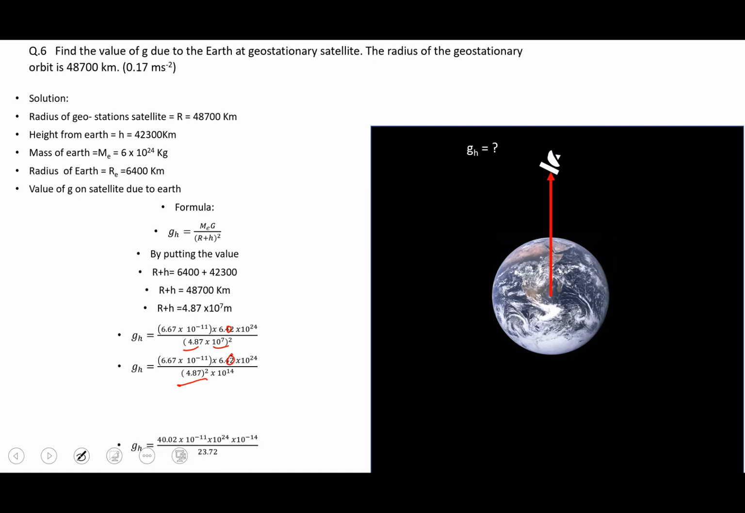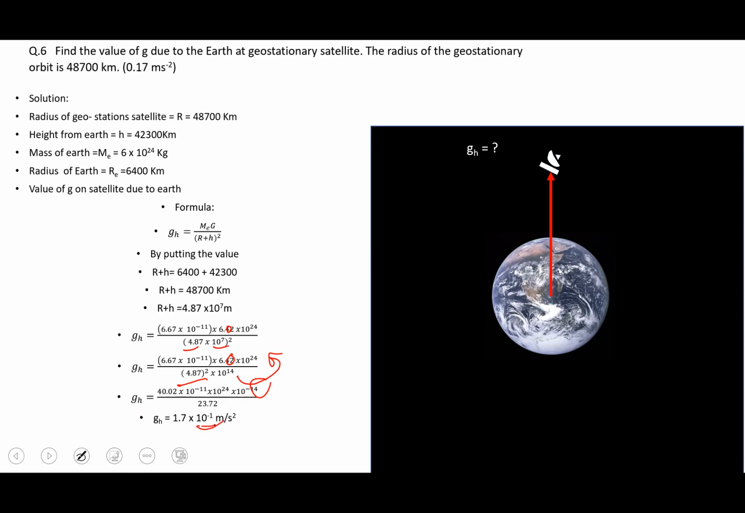Now, when we put in the values, what do we get? We get 40.02 into 10 to the power minus 11 into 10 to the power 24 into 10 to the power minus 14 divided by 23.72. Where does this 14 come from? Over here it was positive. When it went up, it became negative, and that's how we are solving it. So the value of G at that point will be 1.7 into 10 to the power minus 1 meter per second square.